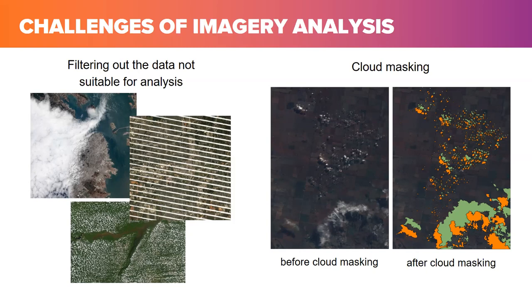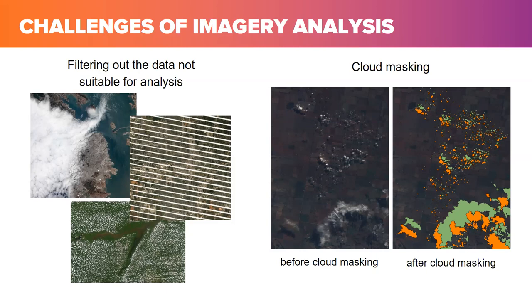The first one is the selection of data suitable for analysis. So we have to filter out images that have quality issues due to sensor failure, like this tripod image here. And we have to filter out images that have bad atmospheric conditions, like too hazy or too cloudy. So you just cannot perform any analysis on them.